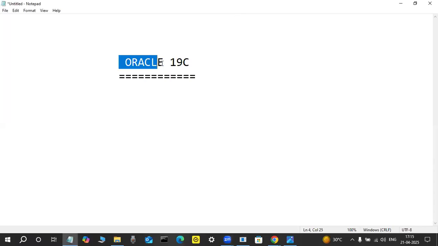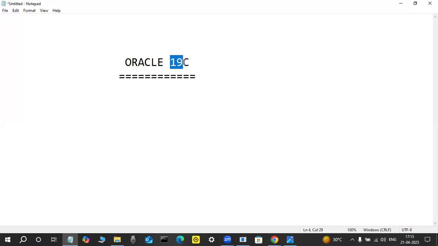Everyone knows Oracle is a software product from Oracle Corporation, same like Java, same like .NET, same like Python, same like AI. This is a software product, but from Oracle Corporation this product was released. What does 19 mean? It is the version number of that software.